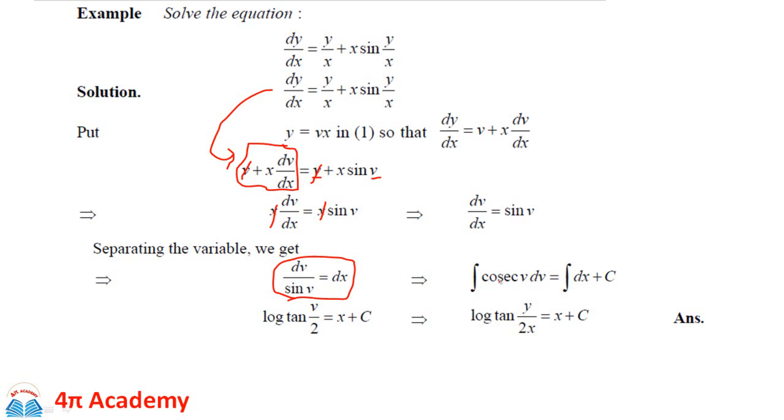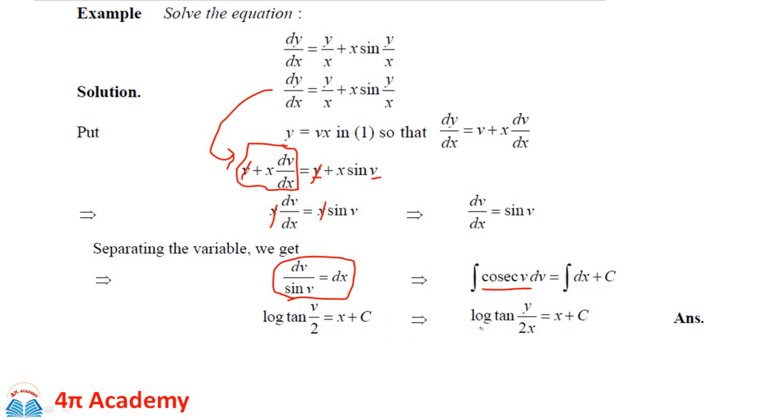1 upon sine v is cosec v, and therefore I can write this as integration of cosec v dv, because 1 upon sine v is cosec v, and it should be equal to integration of dx plus c. So now you know that integration of cosec v dv is equal to log of tan v by 2. So this is log of tan v by 2, and it is equal to integration of dx, which is x plus c.